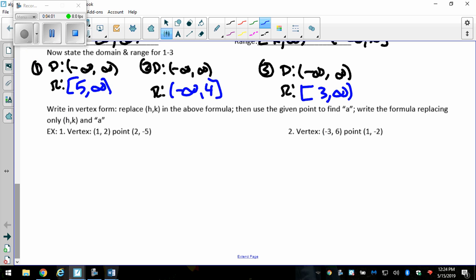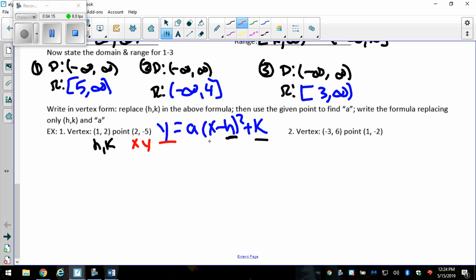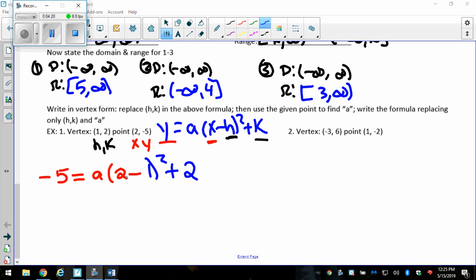Now down here, to write in vertex form, we're going to use the formula from above. So we need to find A. H and K are your vertex right here, and we're going to use the x and y as your point. We plug those into the x and y spots, and then we should be able to solve for A. I plugged in my x and my y and the h and k, and then you simplify 2 minus 1 squared, which just gives you 1A. You have plus 2. These are not one term, so do not combine those two. Instead, just subtract over that term, and your A equals -7.